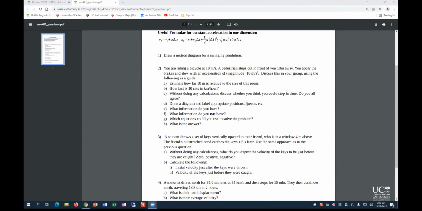If I'm the one riding a bicycle, I start right here at the speed of 10 meters per second. And there's a person, let's say here, 10 meters away from me. So I start to slow down, decelerating immediately at 10 meters per square second. So the question is asking, do I have enough time to stop?